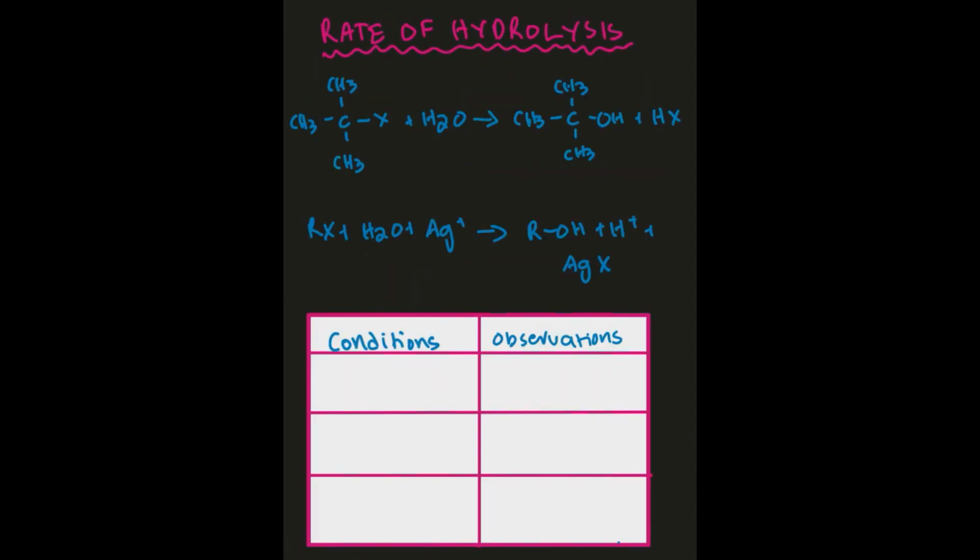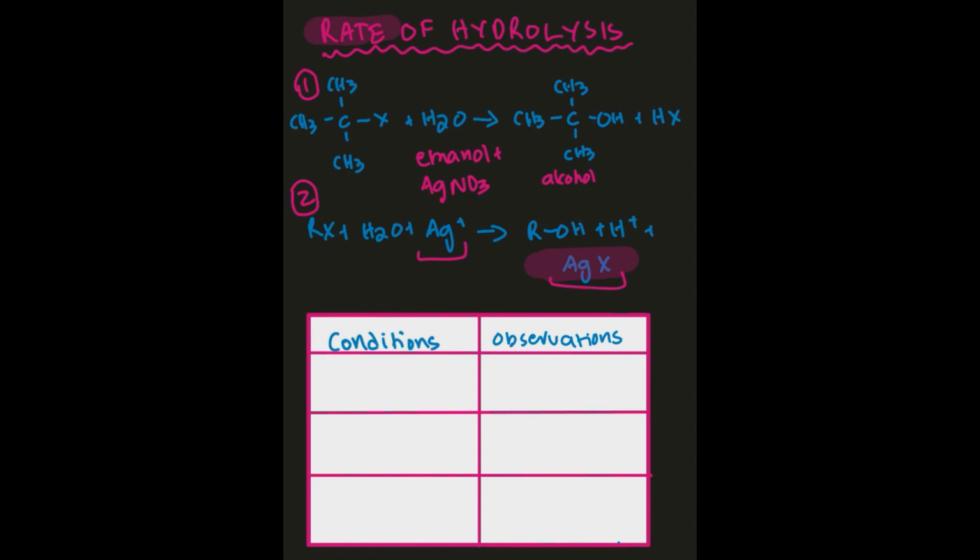In order to determine the rate of hydrolysis of alkyl halides, we take the alkyl halide and we dissolve it in water, and we also add ethanol and silver nitrate. This reaction takes place in two steps. So in the first step, your alkyl halide is going to react with water to form alcohol, and it's also going to form a hydrogen halide. In the second step, the hydrogen halide is going to react with these aqueous silver ions to form this precipitate. And the time taken to form this precipitate is going to determine the rate of hydrolysis.